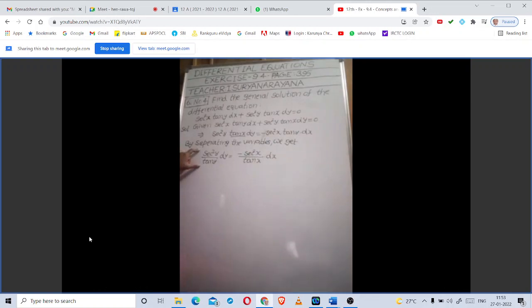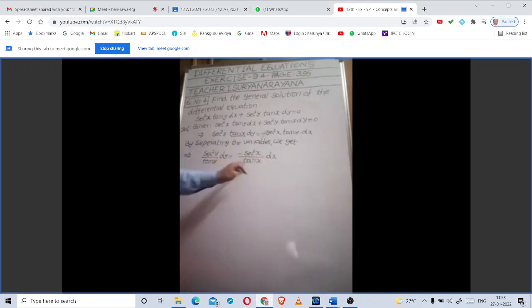In this step, we have separated the variables so that the entire function in y into dy is equal to the entire function in x into dx. Okay, my children. So this equation is comfortable to us to integrate. Okay, my children. Now integrating, after separating the variables like this, integrating on both sides.